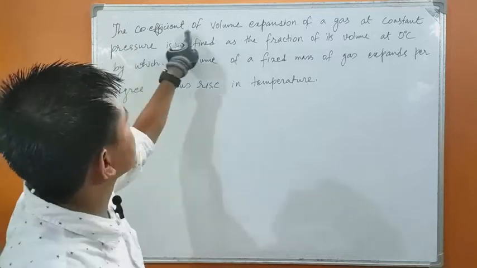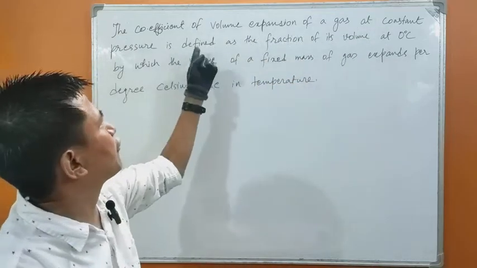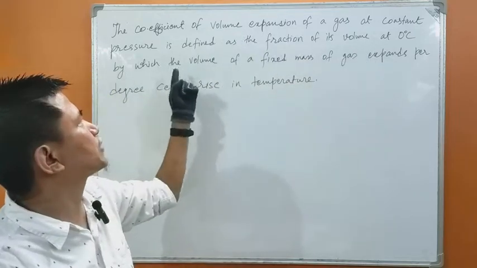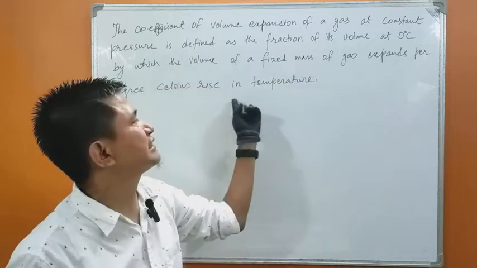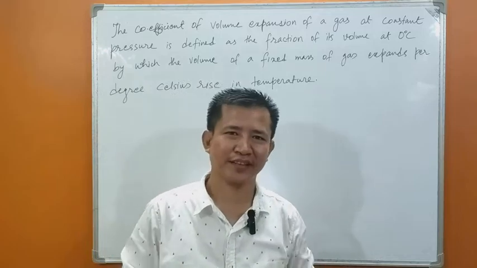The coefficient of volume expansion of a gas at constant pressure is defined as the fraction of its volume at 0 degrees Celsius by which the volume of a fixed mass of gas expands per degree Celsius rise in temperature. Okay, let me explain.